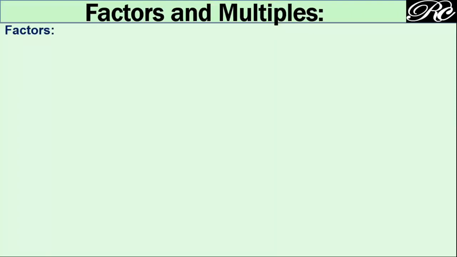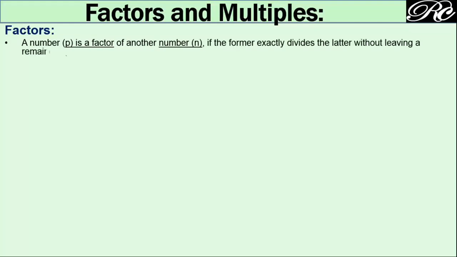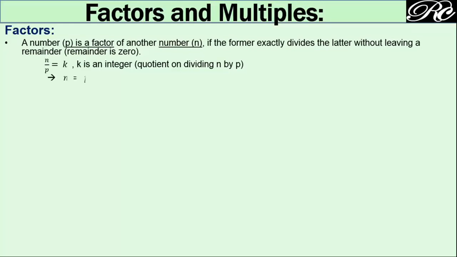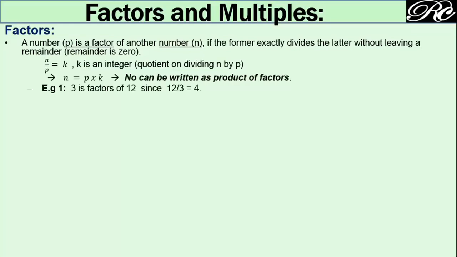So factor and multiple are defined for a given number. Now what is a factor of a given number? Factors of a given number are those numbers which are able to divide the given number. Means a number p is a factor of another number n if n by p equals k, where k is an integer. An example: 3 is a factor of 12, meaning if we divide 12 by 3, we get the integer 4.